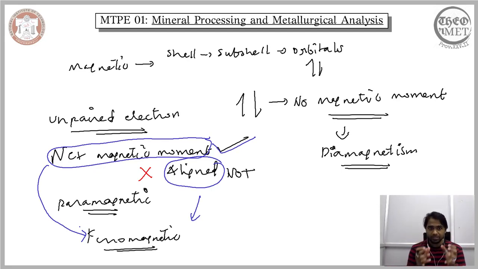And on top of it, when you place both paramagnetic and ferromagnetic minerals in a magnetic environment, they both exhibit magnetic behavior. Whereas once you remove the magnetic environment, the ferromagnet sustains the magnetic behavior. In case of paramagnetic, once you remove the environment, it loses the magnetic properties. So that is one of the key differences between paramagnetic and ferromagnetic.